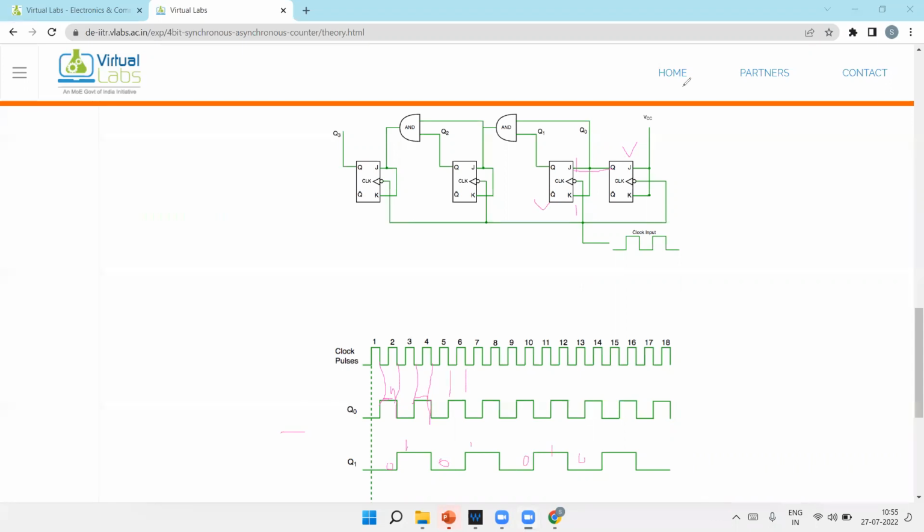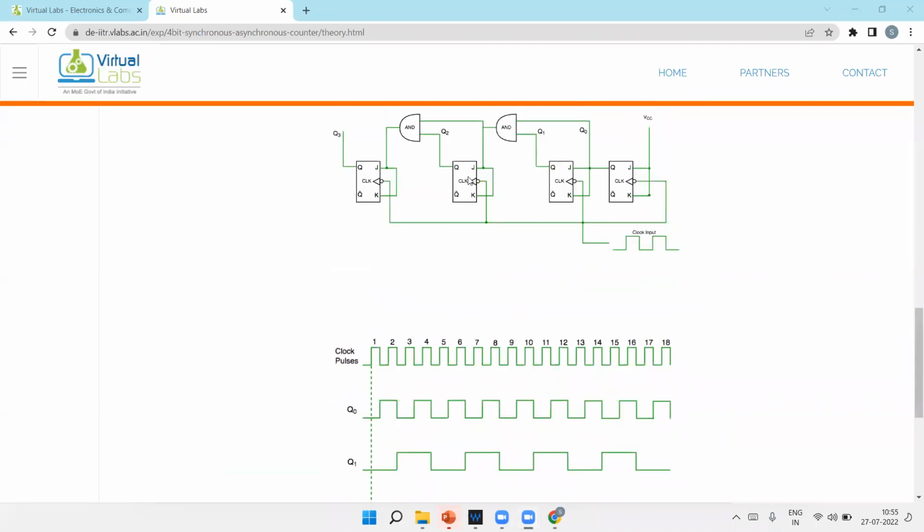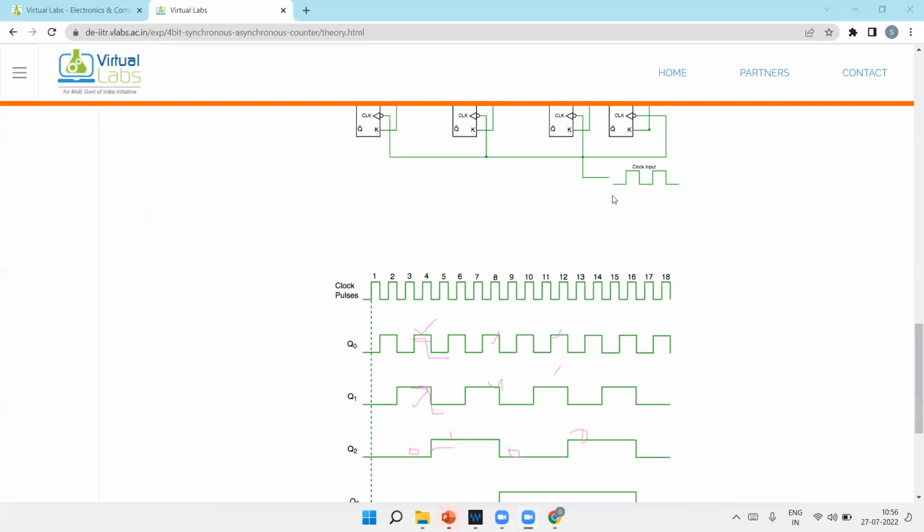Okay, you're getting my point. Same with the case of the next. See here, for the next stage, when Q1, Q0 both are high. See, both are high at this place, and both going high to low means falling edge. When both of the outputs have a falling edge, then only it toggles. Okay, now next case.